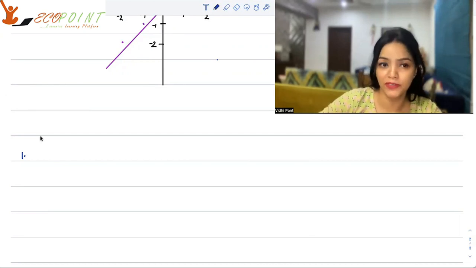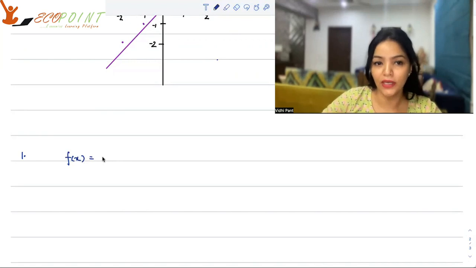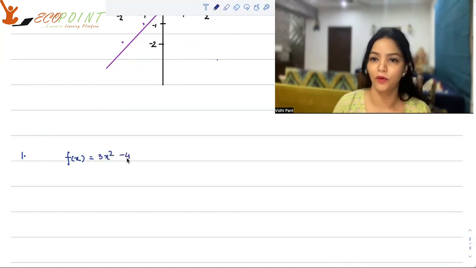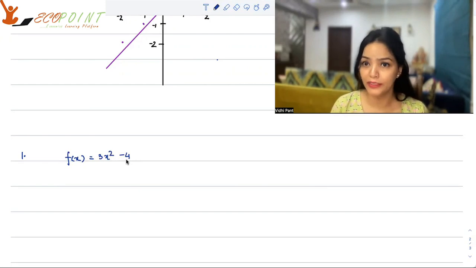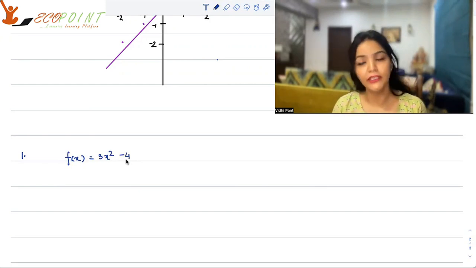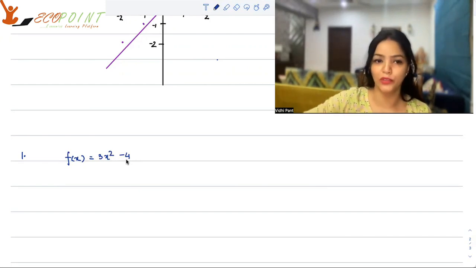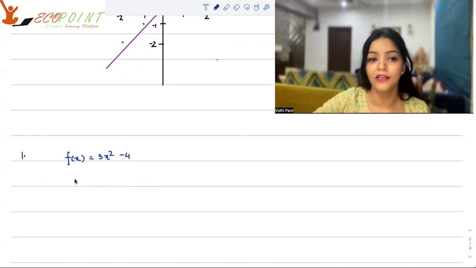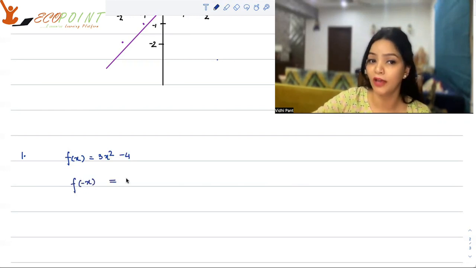The first function I'm starting off with, let's take f of x as 3 times x square minus 4. You can figure out whether it's even or odd graphically or numerically, whichever way you want to. I'm going to first of all take a general case. What happens to this function in case I take up the input instead of x as minus x? So f of minus x is something that I'm going to evaluate.